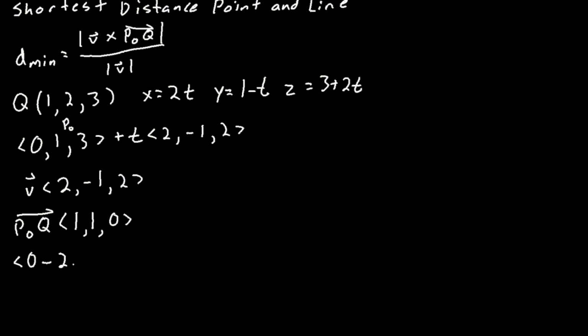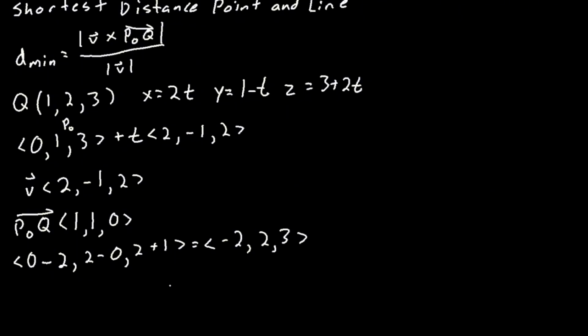2 times 1 is 2. 2 times 1 is 2. Minus 0. 2 plus 1. So this is the cross product of vector V and PQ, and we'll just simplify all this to -2, 2, and 3. Once we have the cross product, we have to find the magnitude.